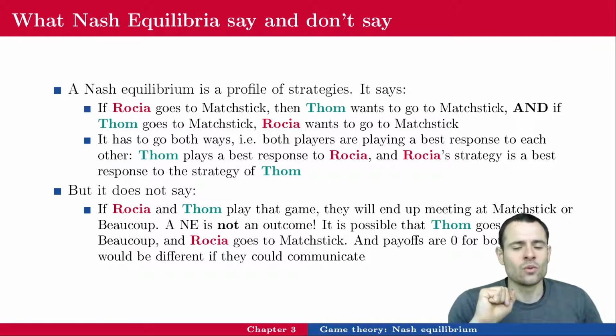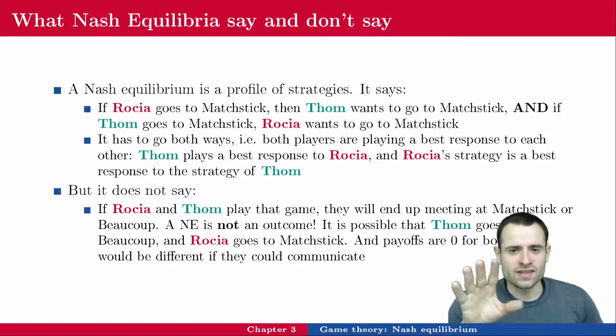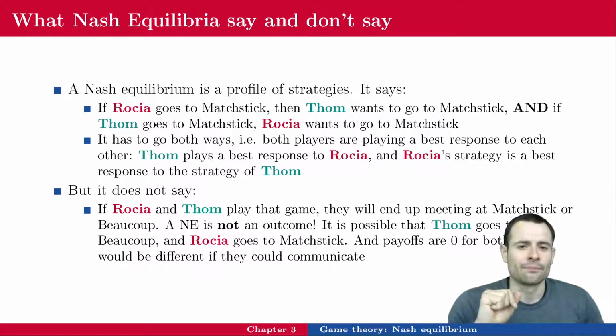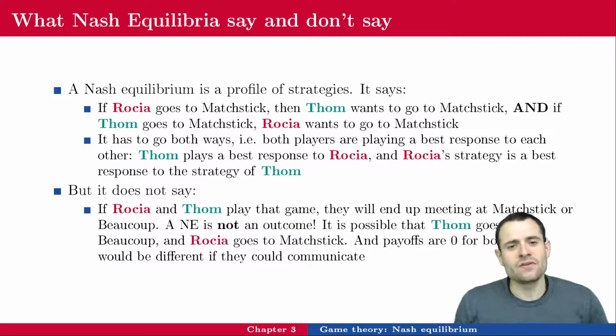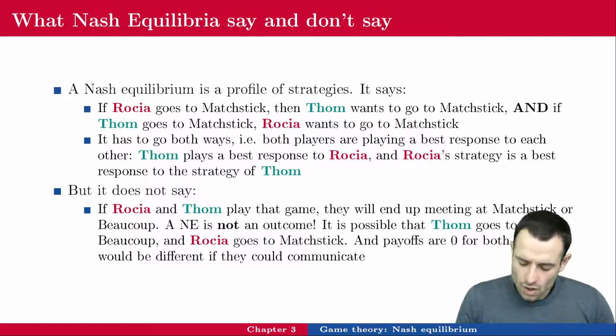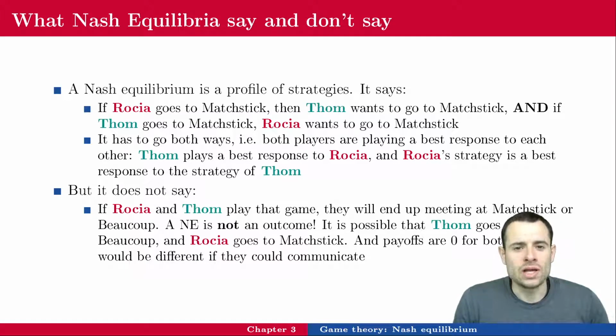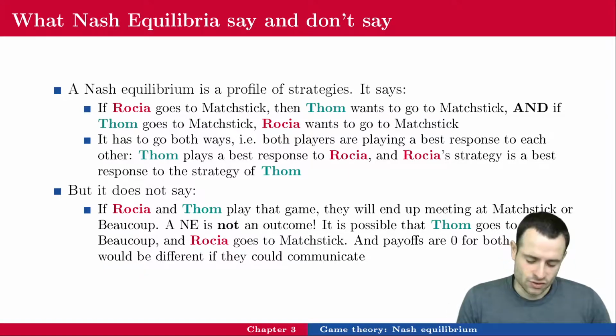Imagine one thing, if they could communicate. Imagine not this game, but imagine the prisoner's dilemma. Imagine that the day before playing the prisoner's dilemma, both players agree on cooperating. So they both agree, they both commit to not confessing. What do you think is going to happen? They coordinate on that because it maximizes the sum of their payoffs. What do you think is going to happen?